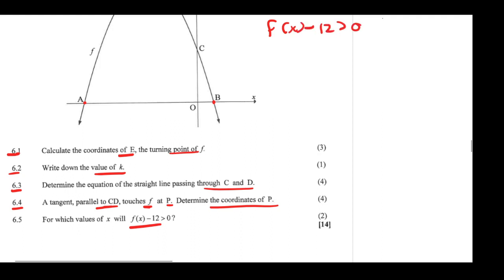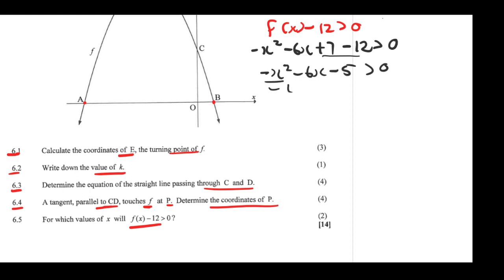So you're just going to put in the equation of f of x. So it's minus x squared minus 6x plus 7, and then you put the minus 12 is greater than 0. Then you add these two, so it's going to be minus x squared minus 6x, and then you have minus 5 is greater than 0. Then you divide by negative 1 on all sides, and then you have x squared plus 6x plus 5. Now the sign changes to less than 0, because when you divide by a negative in an inequality, the sign changes.